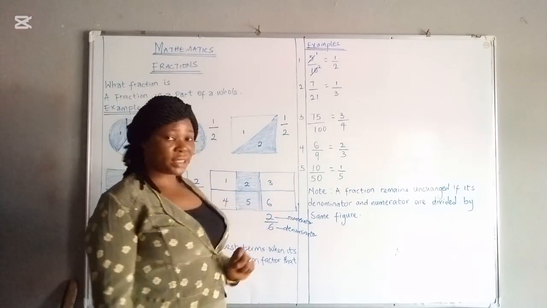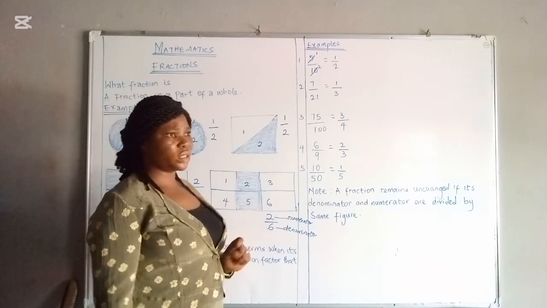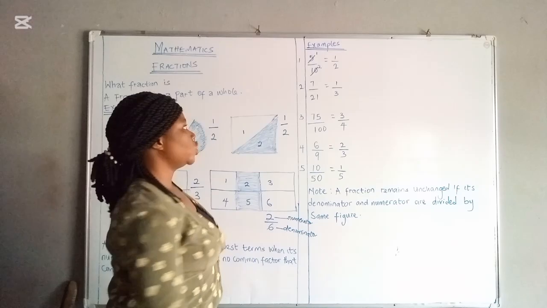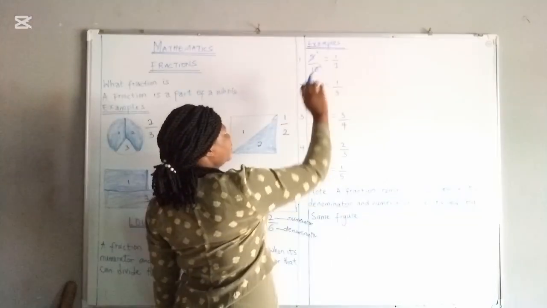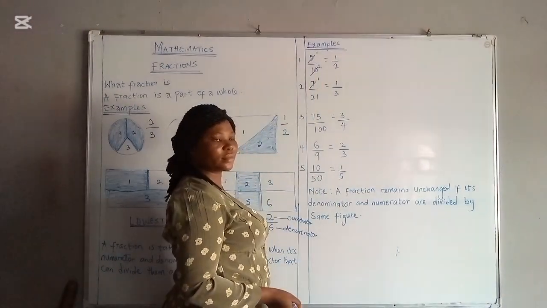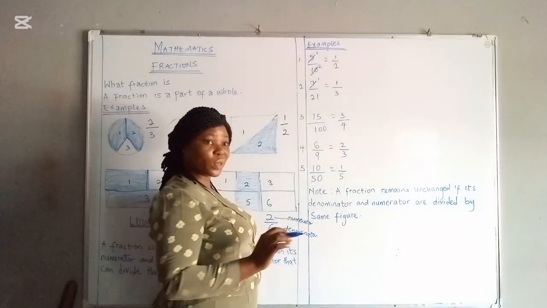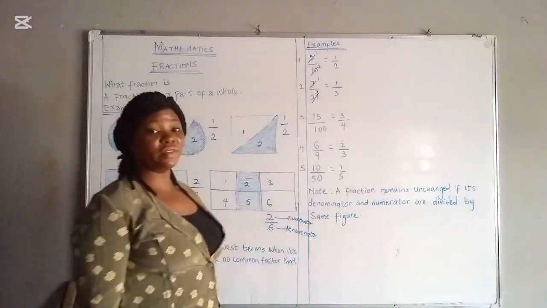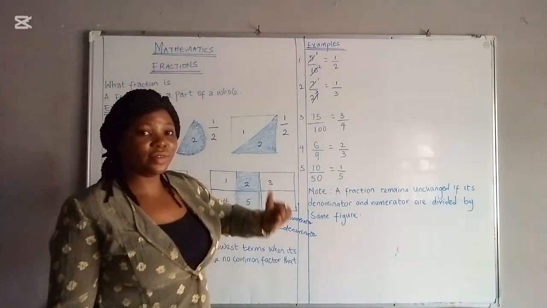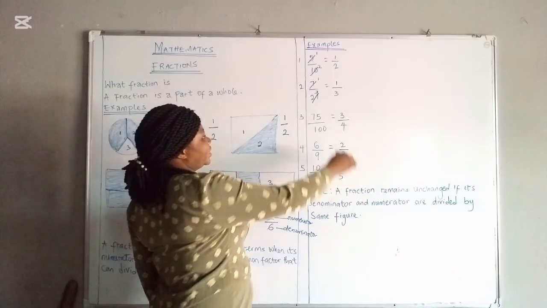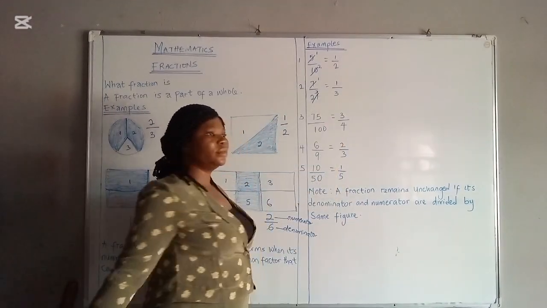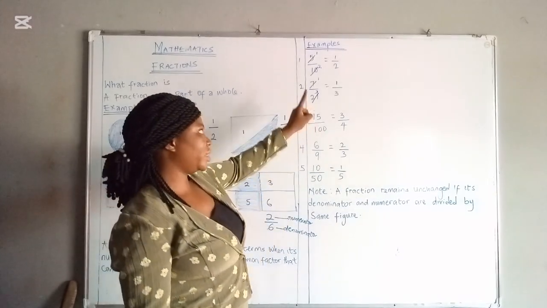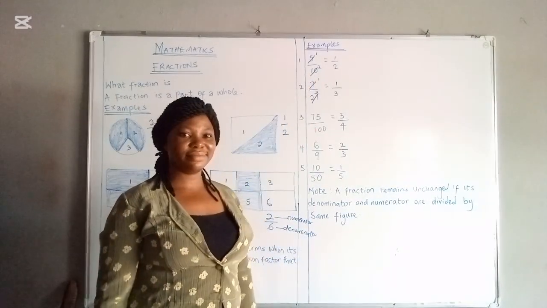The next one, we have 7 over 21. What can divide 7 and also divide 21? The number 7. 7 can go in 7, can also go in 21. So 7 in 7 will be 1, then 7 in 21 will be 3. That is 21 divided by 7 will give us 3, while 7 divided by 7 will give us 1. So the answer is 1 over 3. There is no number that can go in 1 and 3, so that means the fraction is in its lowest term.